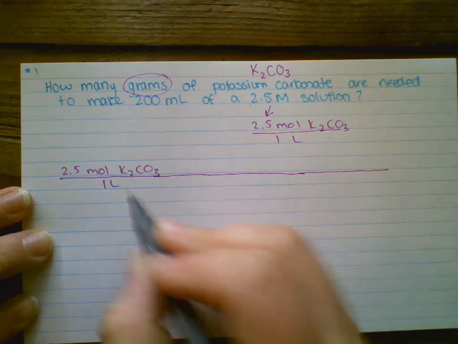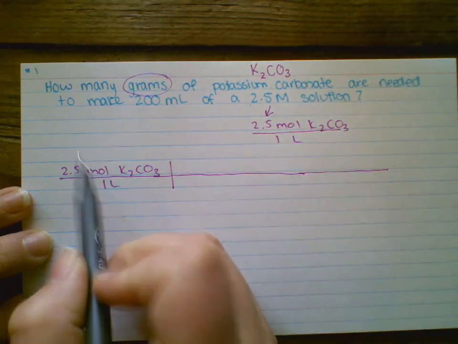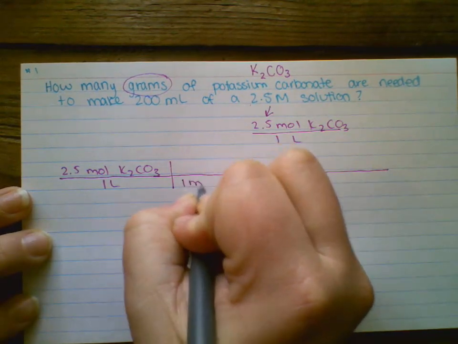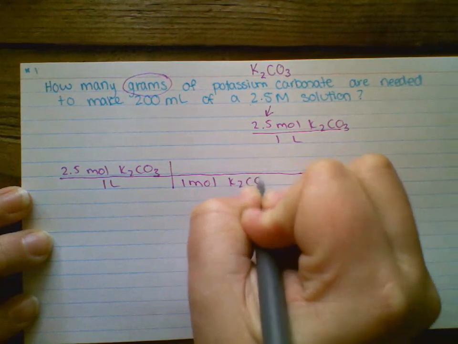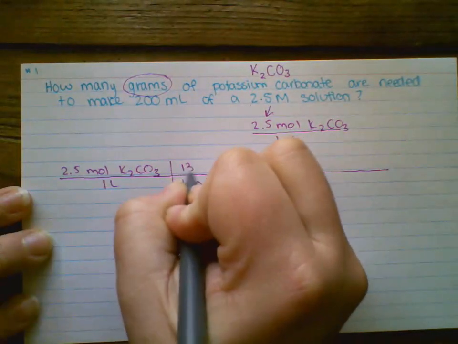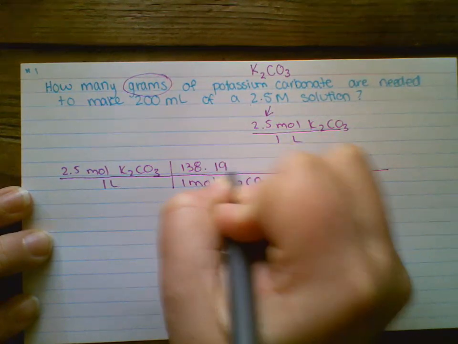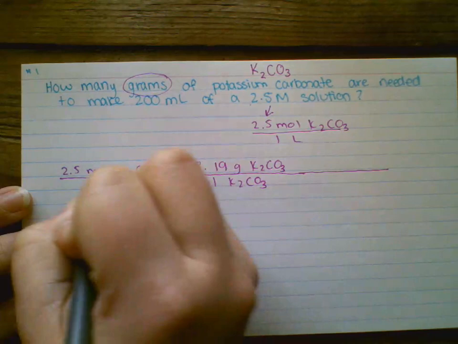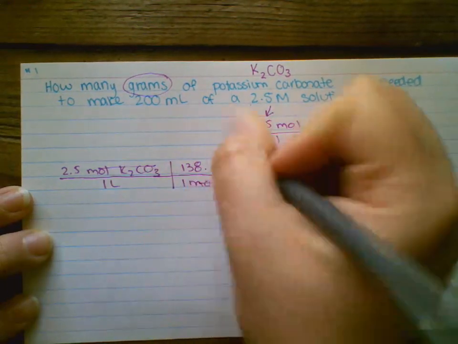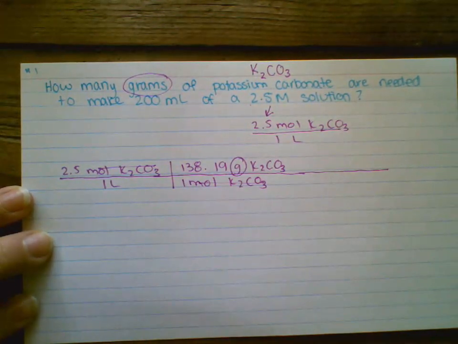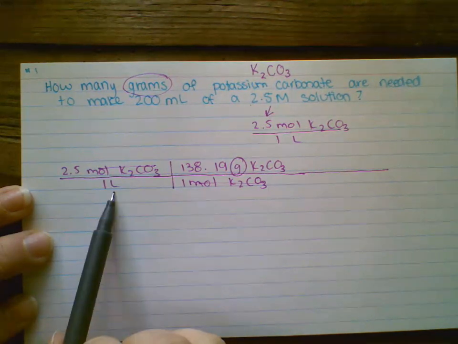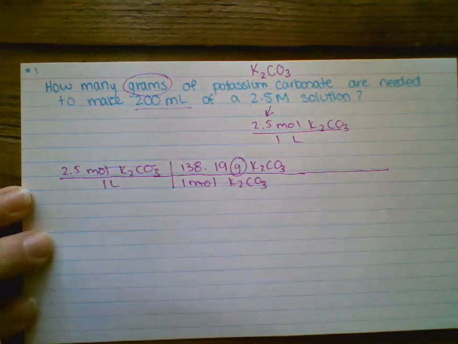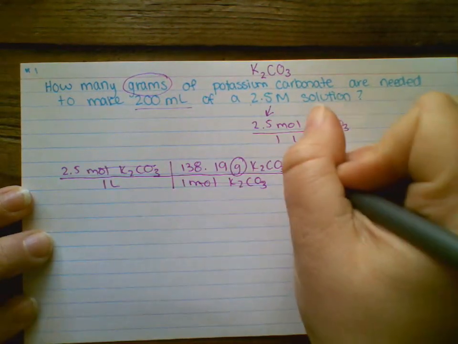and milliliters. So just like last time, I've got moles, I've got to turn it into grams, so I need to use a molar mass. In this case, 1 mole of K2CO3 is the same as 138.19 grams K2CO3. So here moles are going to cancel with moles, and I'm left with grams. So this is the unit that my answer needs to be in. I still, though, have to deal with this liters on the bottom. And I know I need to use 200 milliliters somewhere in the problem. So I'm going to keep going.